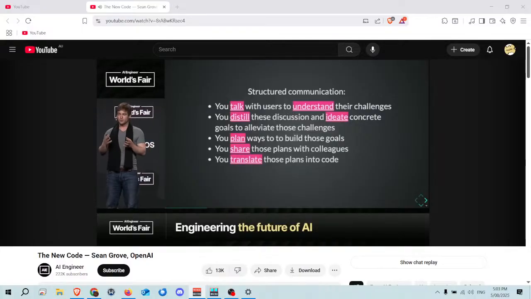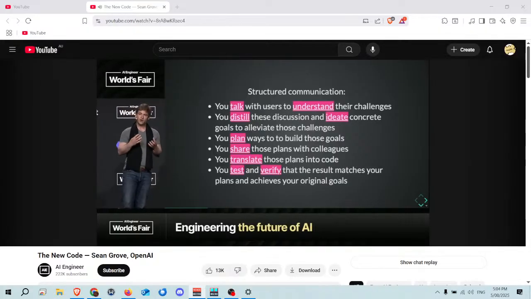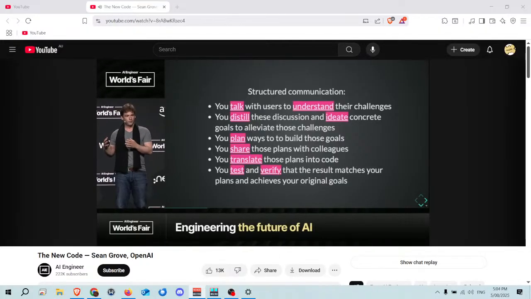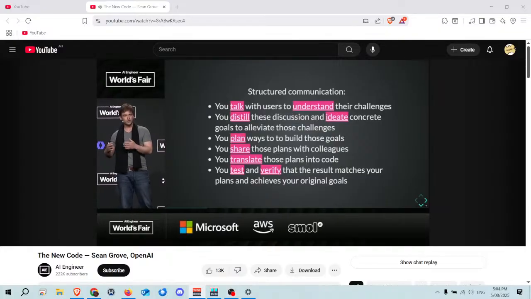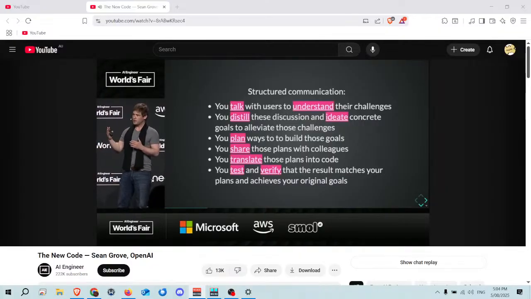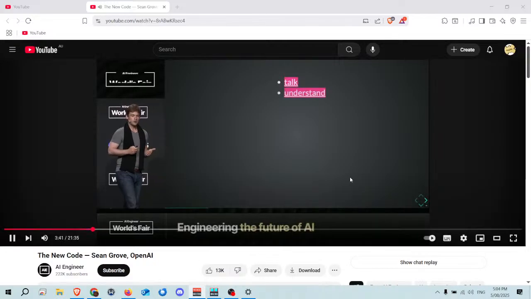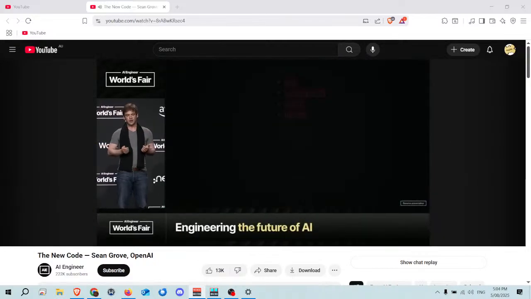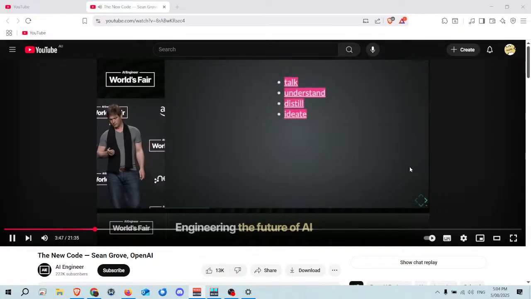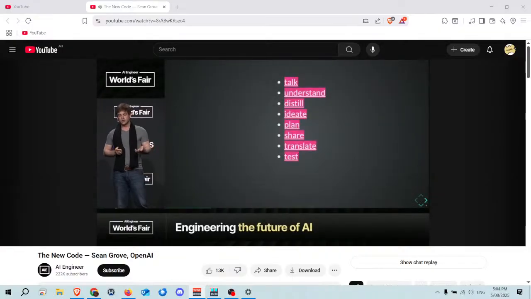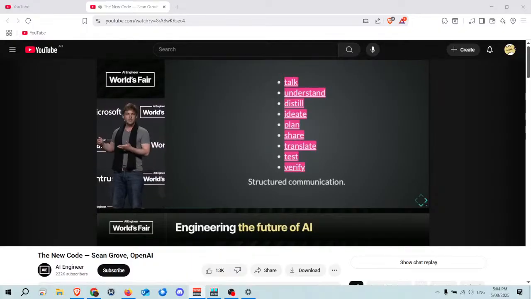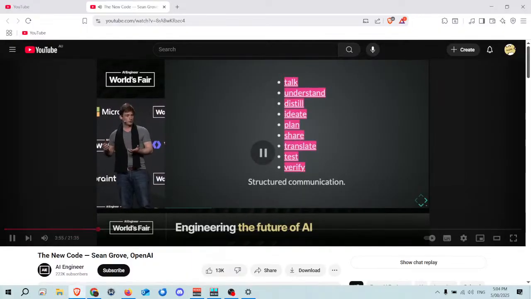You translate those plans into code. So this is a very important step, obviously. And then you test and verify, not the code itself, right? No one cares actually about the code itself. What you care is, when the code ran, did it achieve the goals? Did it alleviate the challenges of your user? You look at the effects that your code had on the world. So talking, understanding, distilling, ideating, planning, sharing, translating, testing, verifying. These all sound like structured communication to me.